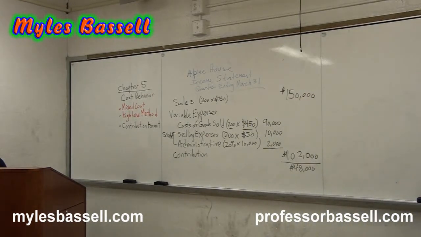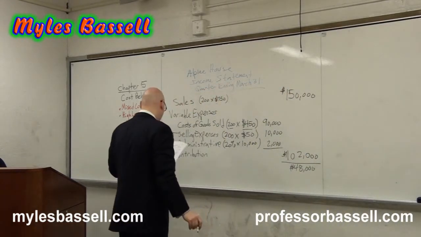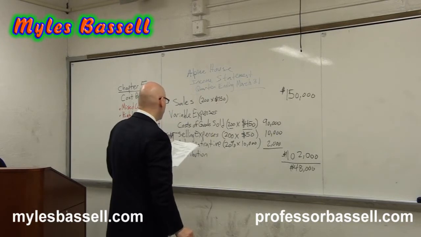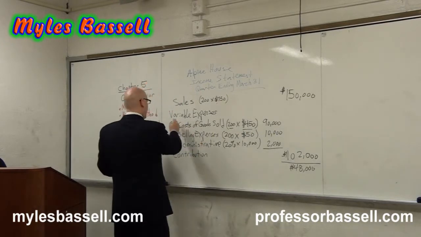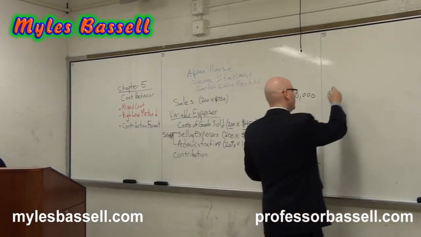Go ahead. I'm very confused. Why did we skip the 30,000? That's what is in the book, in my book: selling expenses 30,000 and then administrative expenses 10,000. That's a fixed expense. That's what we're going to address now. So we looked at our variable expenses. Now we're going to look at our fixed. Okay.